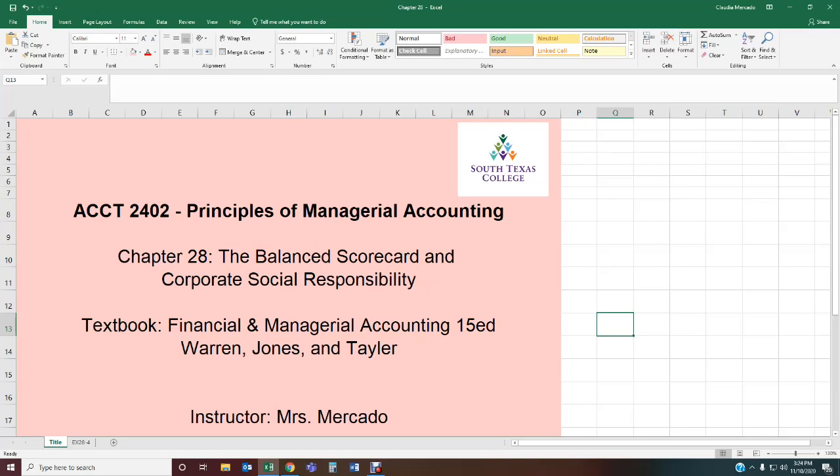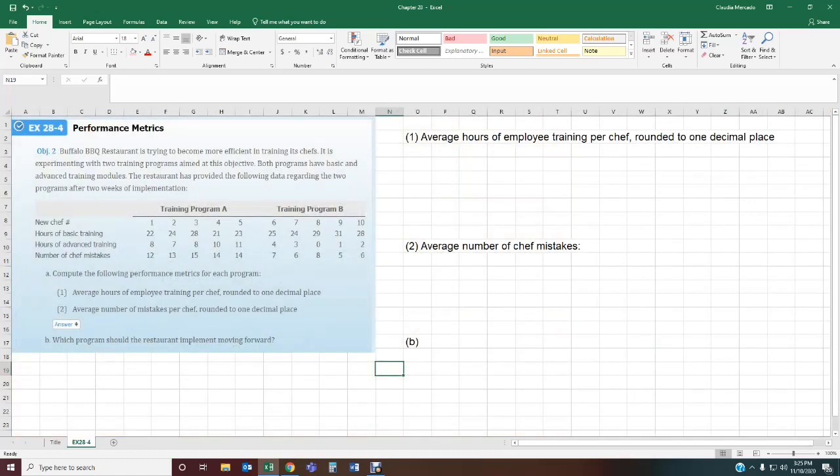We're going to measure performances in different areas, customer service, production, things of that nature, so we can identify what is the standard, what is the measurement that we have, compare them, and then make a decision. So I'm not going to go over the content of the chapter. I'm going to leave that to you so you can read on your own. I am going to dive into the exercises.